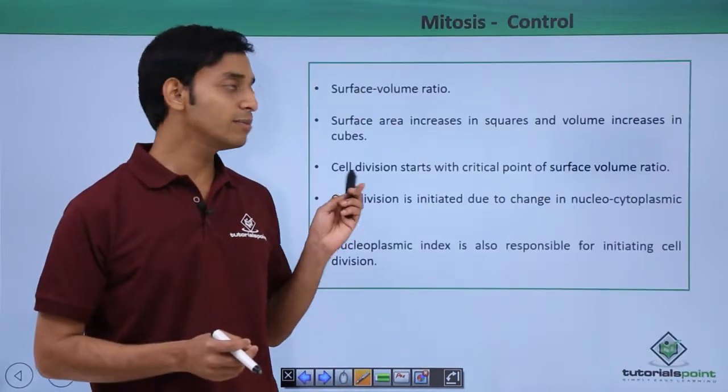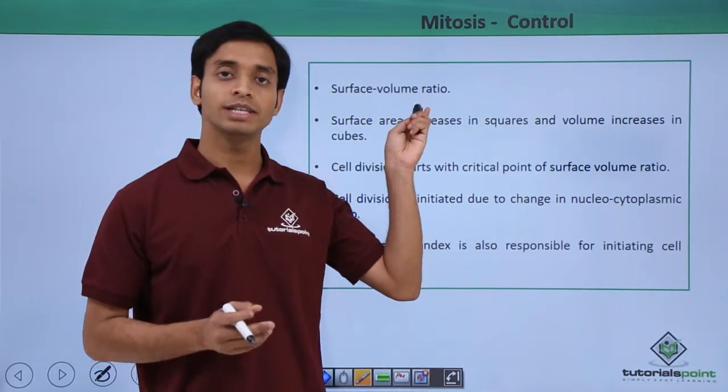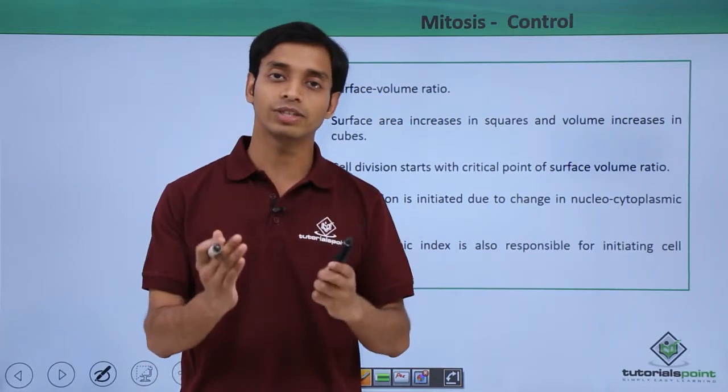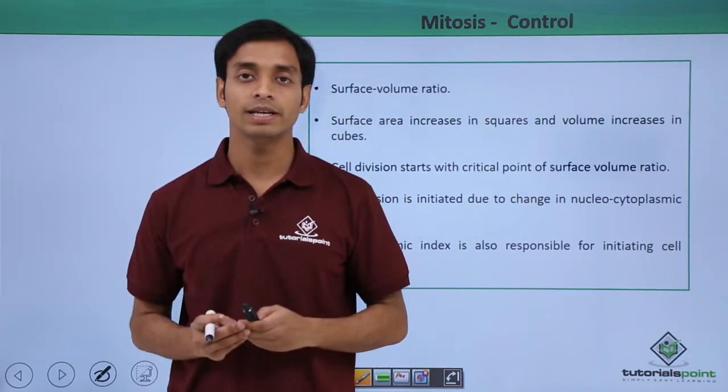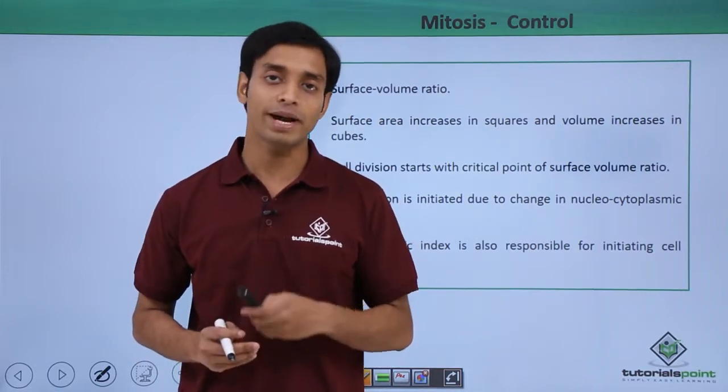The first and the most important factor is known as the surface volume ratio. This is the ratio between the surface area of the cell and the volume of the cell. This is an important signal for the process of cell division or mitosis.